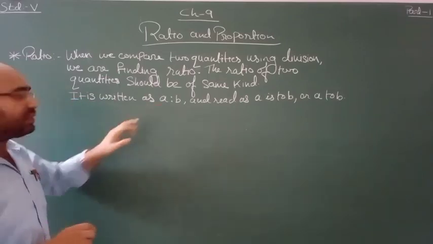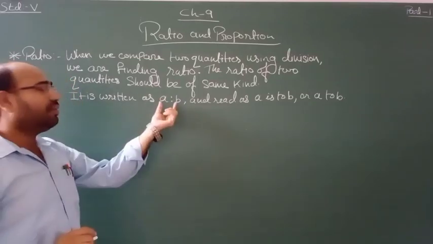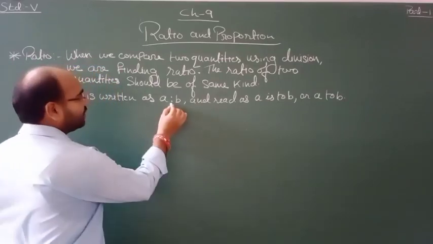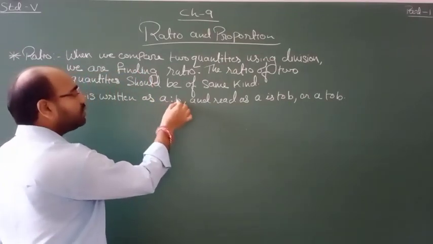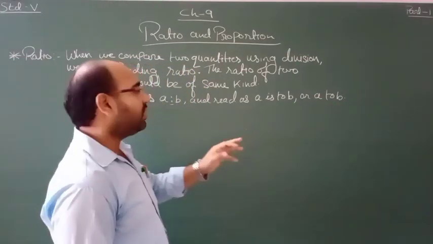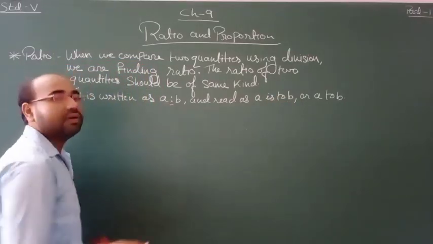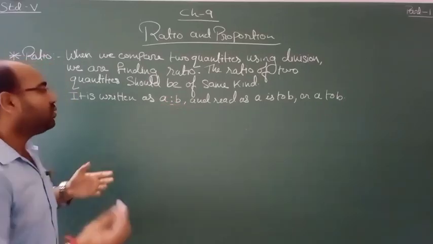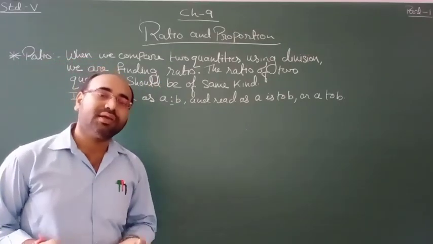Then it is written as A, then two dots, and B. Means कोई भी नंबर की जगह पे अभी मैंने A और B दिया है, so उसको हम रीड कैसे करेंगे? These two dots will be read as "is to". It will be read as A is to B, or it can be read as A to B. But mostly we read it as A is to B. These two dots will be called "is to".